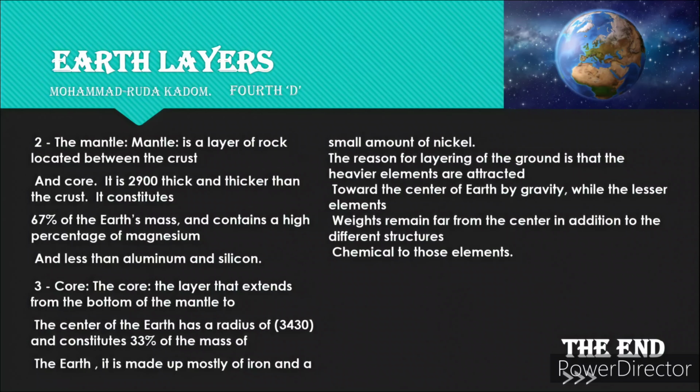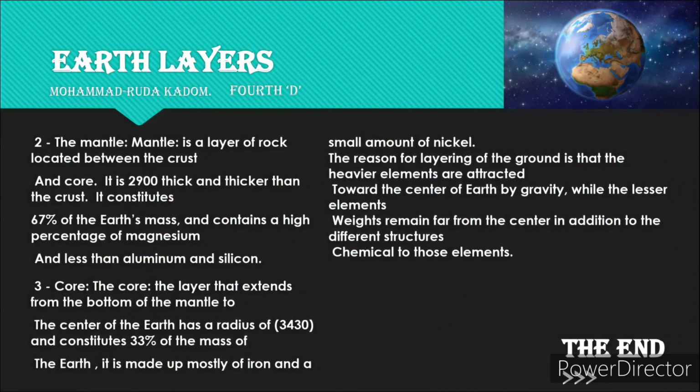The third layer of Earth is called core. Core is a layer that extends from the bottom of the mantle to the center of the Earth and has a radius of 3,430 and constitutes 33% of the mass of the Earth. It's made up mostly of iron and a small amount of nickel.